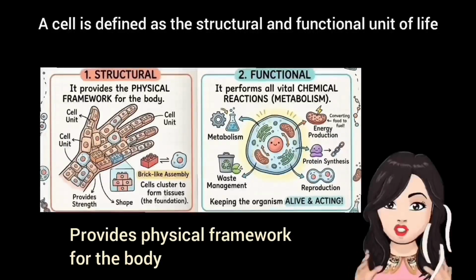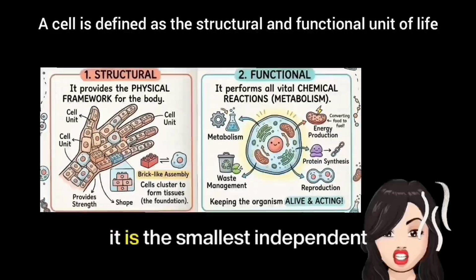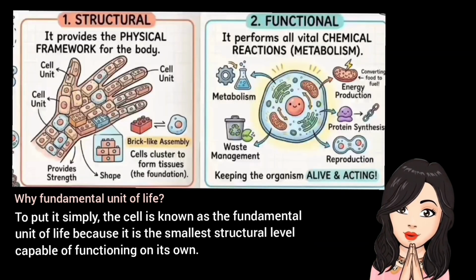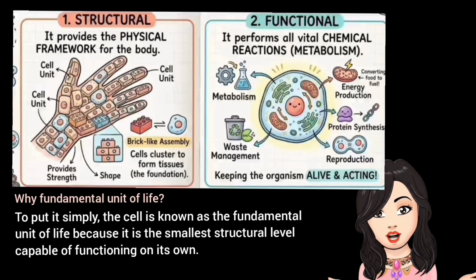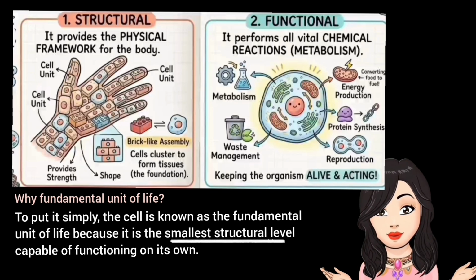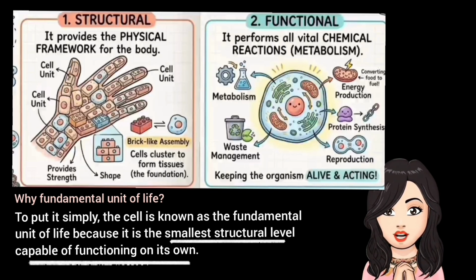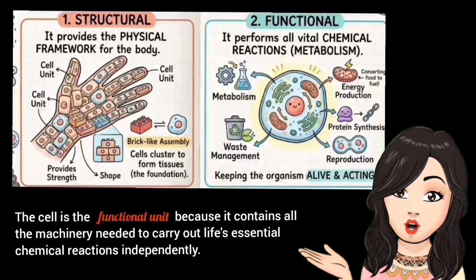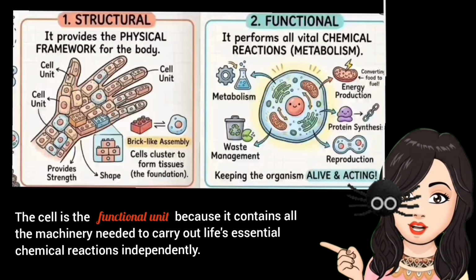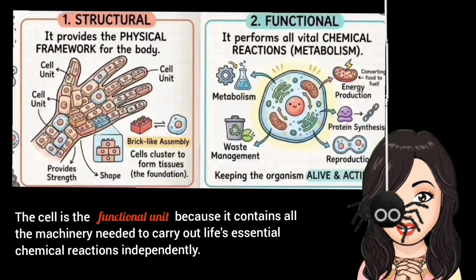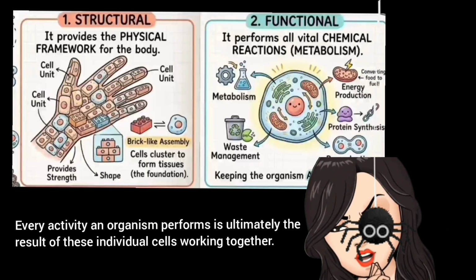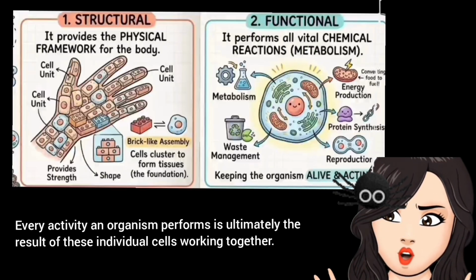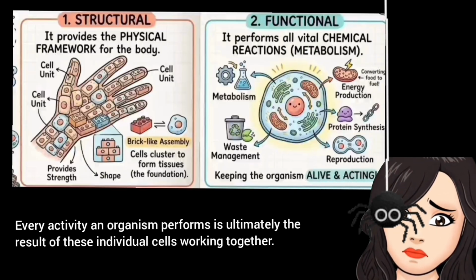It provides the physical framework for the body. It is the smallest independent unit that makes up the structure of a living being. To put it simply, the cell is known as the fundamental unit of life because it is the smallest structural level capable of functioning on its own. The cell is the functional unit because it contains all the machinery needed to carry out life's essential chemical reactions independently. Every activity an organism performs is ultimately the result of these individual cells working together.